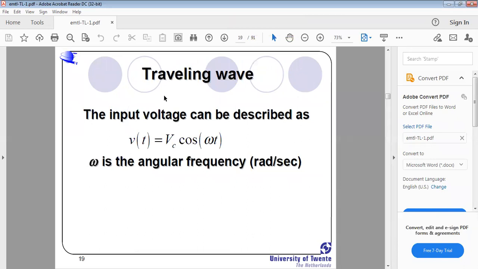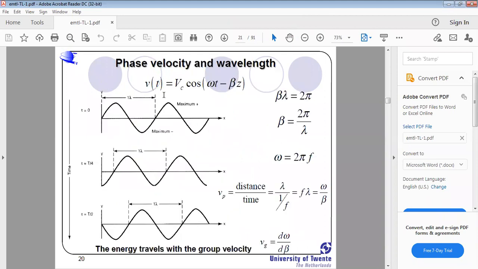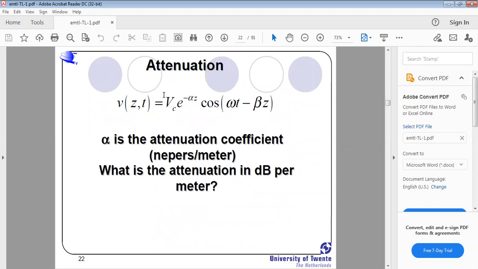And what is meant by traveling wave? How do we define the traveling wave with some phase constant and a direction? See here, when the input voltage is V of t, the traveling wave can best be described as Vc cos omega t minus beta z. Similarly, in the next slide, we will discuss the attenuation constant. And we'll learn what is meant by phase velocity and what is meant by group velocity.